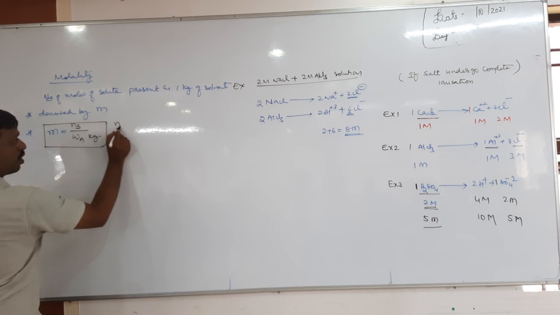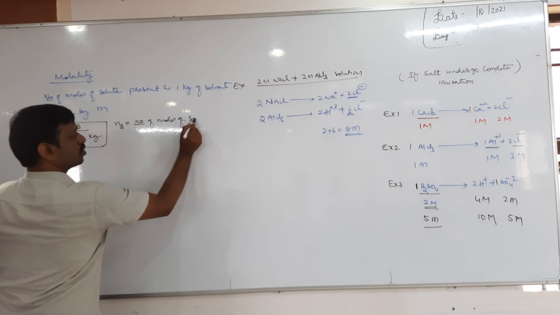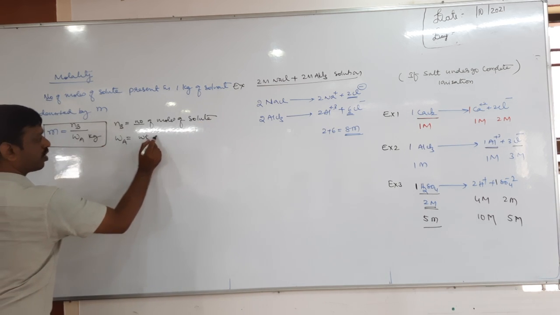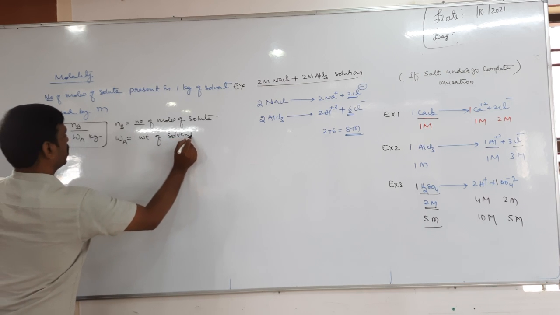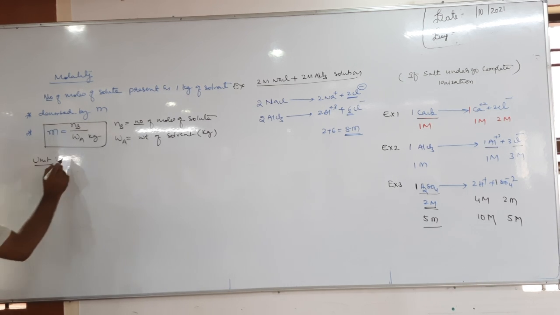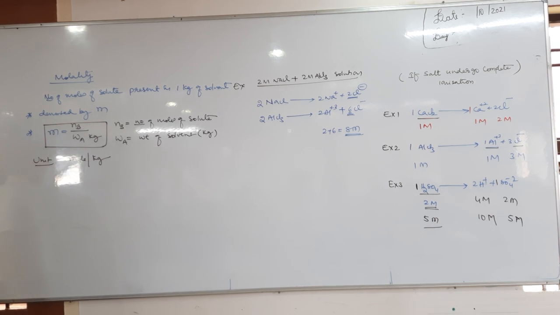Where Nb equals the number of moles of solute, and Wa equals the mass or weight of solvent. It should be in kg. Can you tell me the unit from here? It is the number of moles of solute, mole, and this is kg. Therefore, the unit is mole per kilogram. This was the previous CT question: which of the following is a unit of molality? Mole per kilogram.